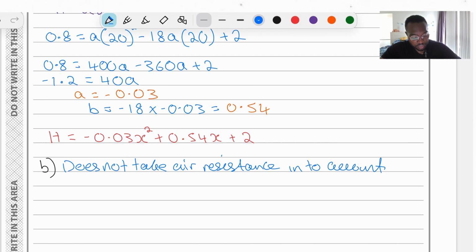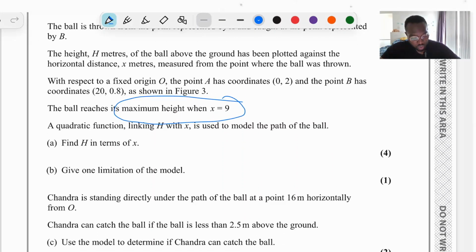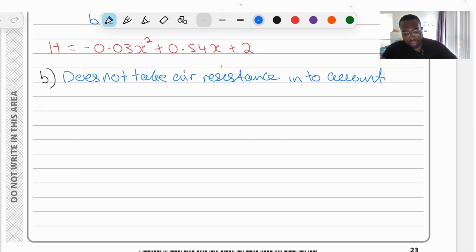Okay, now part C. We've got Chandra. She is, I assume it's a she, I don't know, standing directly under the path of the ball at a point 16 meters horizontally. Chandra can catch the ball if the ball is less than 2.5 meters above the ground. Use the model to determine if Chandra can catch the ball. So effectively, if Chandra is standing horizontally at 16 meters, then that tells us that our x value in this case is going to be 16.